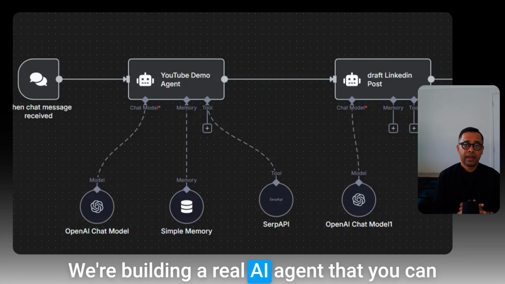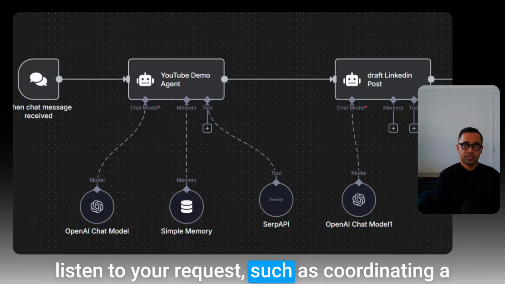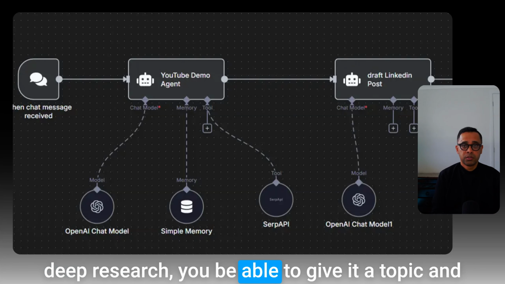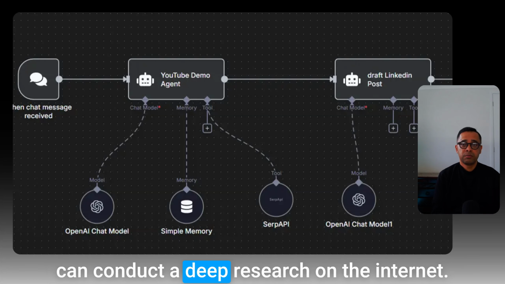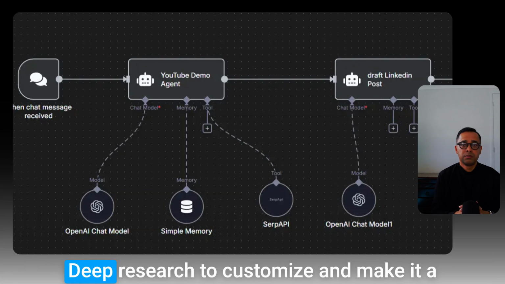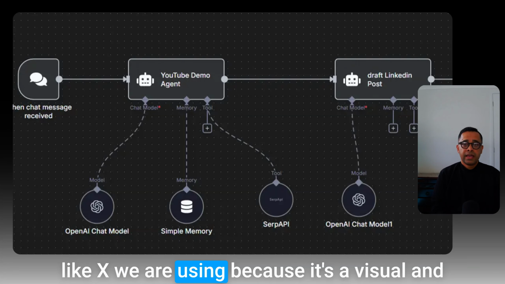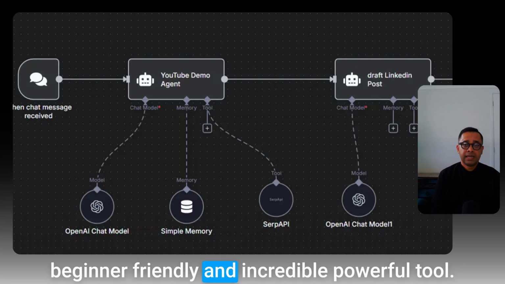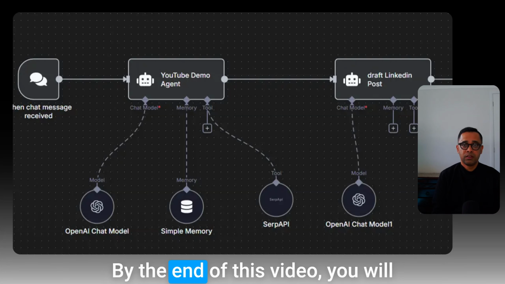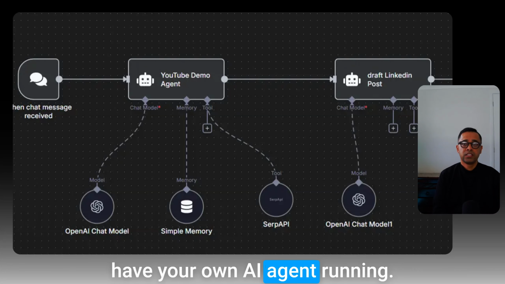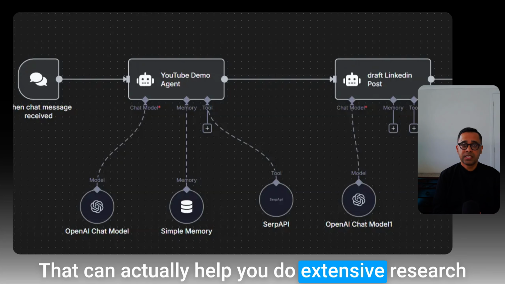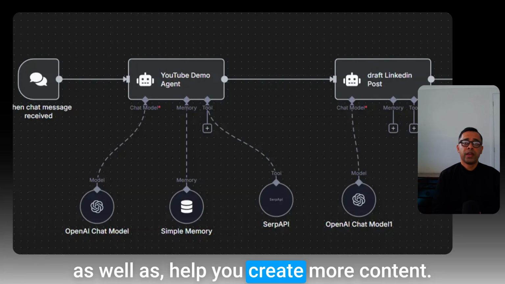We're building a real AI agent that can listen to your requests, such as coordinating a deep research. You'll be able to give it a topic. It can conduct a deep research on the internet. You can use that deep research to customize and make it a LinkedIn post or content for any other platform like X. We are using n8n because it's visual, beginner friendly, and an incredibly powerful tool. By the end of this video, you will have your own AI agent running that can actually help you do extensive research as well as help you create more content.